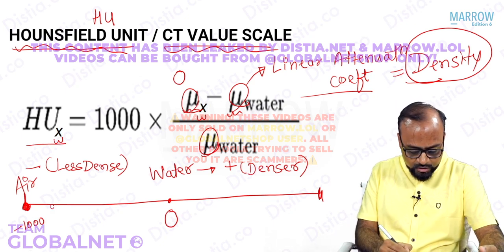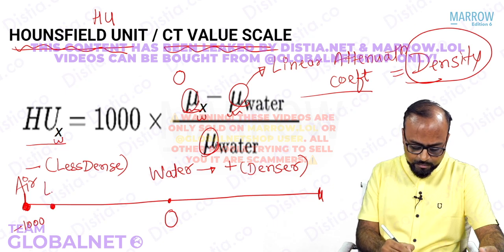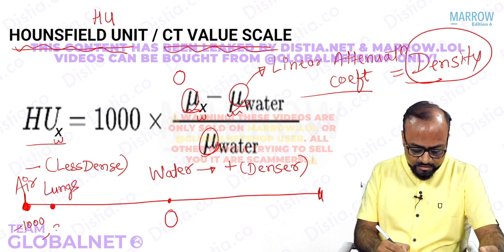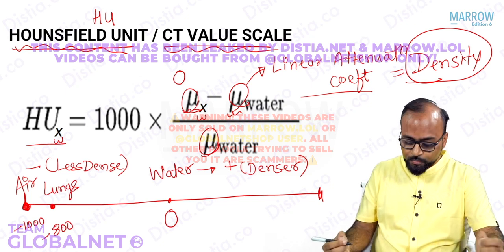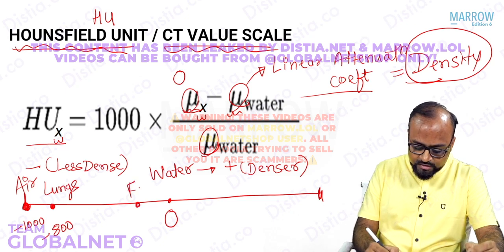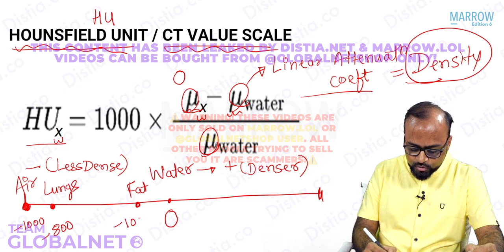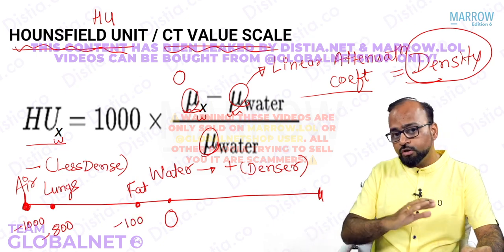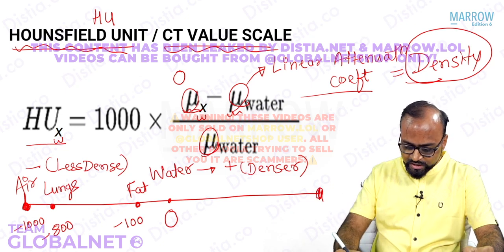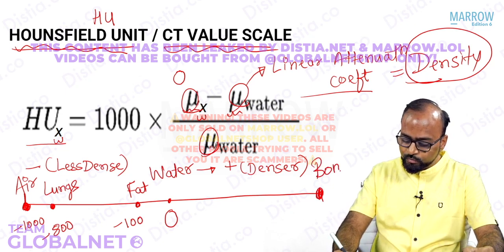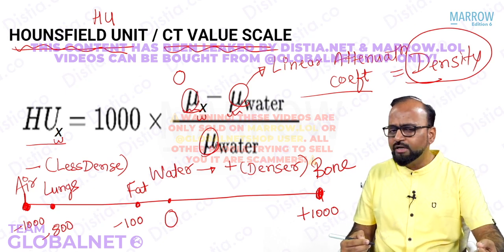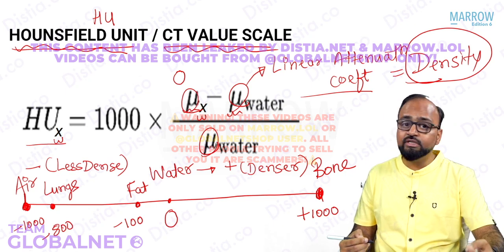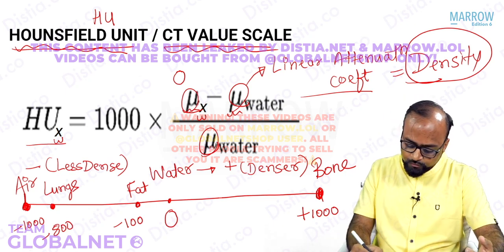Next to air is an organ in the body which is predominantly composed of air. What is that? It is the lungs. Minus 800 HU. On the negative side, there is another important tissue that is less dense than water. That is fat. It has a value of minus 100 HU. Now, on the positive most extreme lies the most dense component in the body, that is bone. It has a value of plus 1000 HU. Almost all the soft tissues in the body lie in between water and bone. It is impractical to remember the Hounsfield unit values of each and every one of them. We'll remember the value of a few important ones.